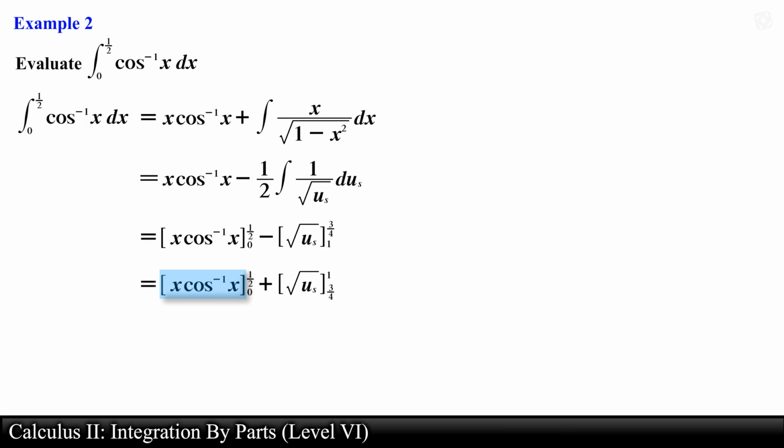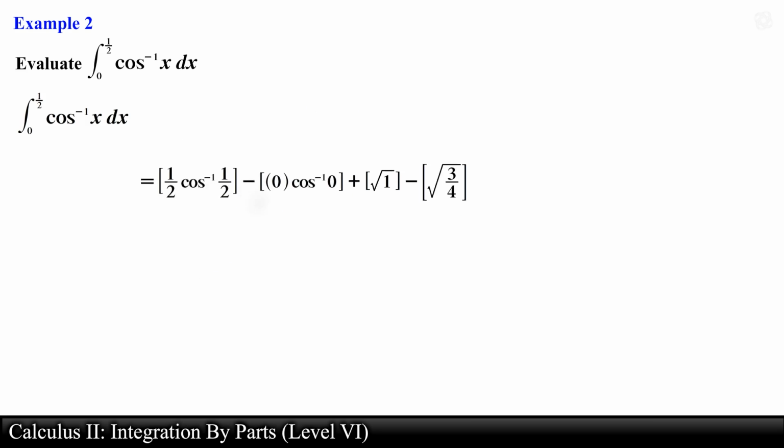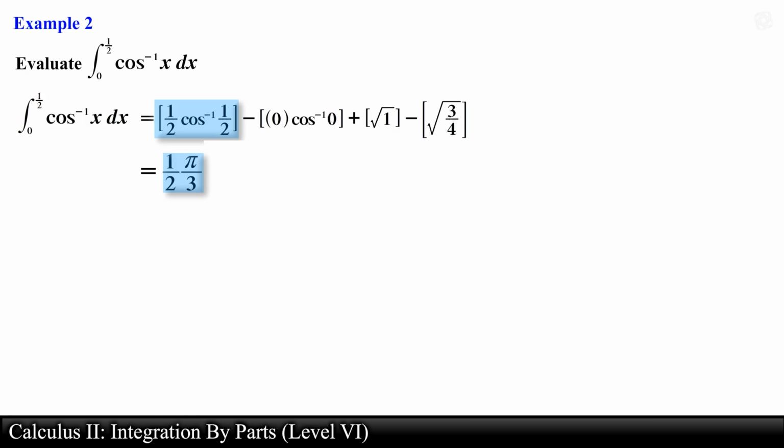The terms in the first bracket are going to be evaluated from 0 to 1/2, and the terms in the second bracket are going to be evaluated from 3/4 to 1. Substituting the limits, we have the following. The terms in the first bracket simplify to 1/2 times pi over 3. Remember, the inverse cosine spits out an angle and is restricted to quadrants 1 and 2 in the unit circle. The term in the second bracket is just equal to 0. The term in the third bracket simplifies to 1, and the term in the fourth bracket simplifies to root 3 over 2. Finally, we simplify the expression and obtain the following.